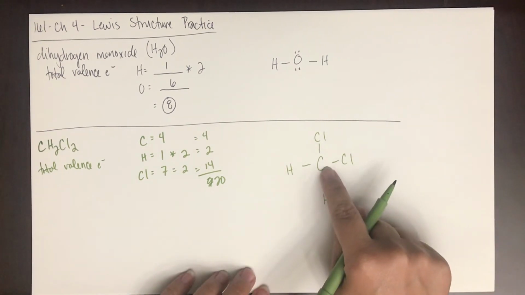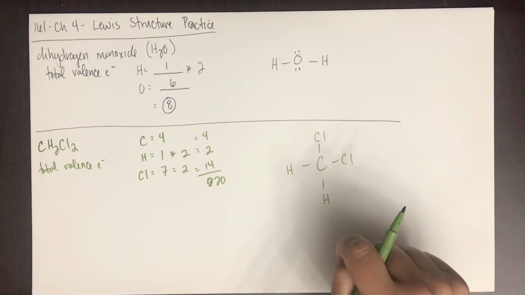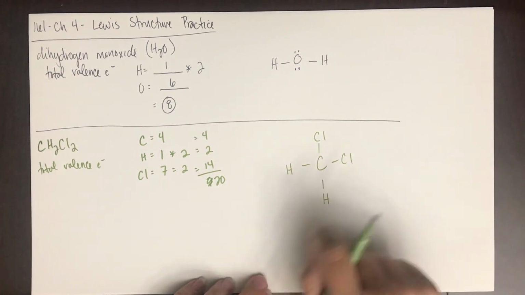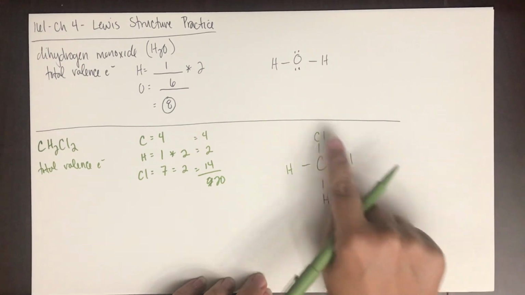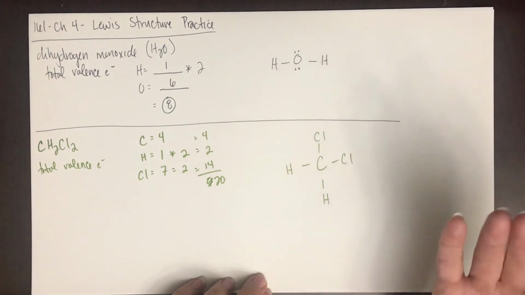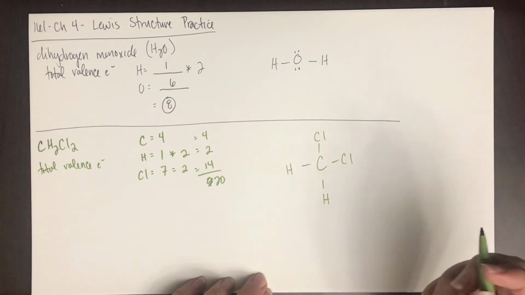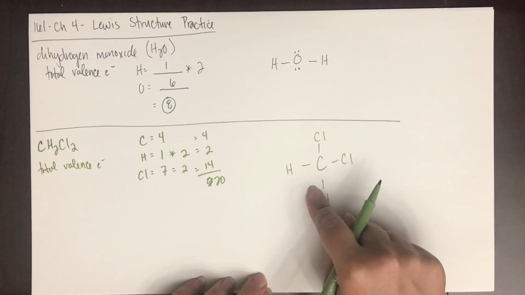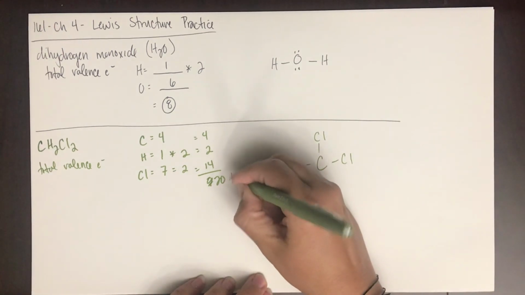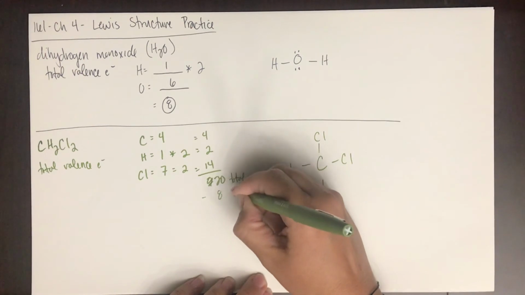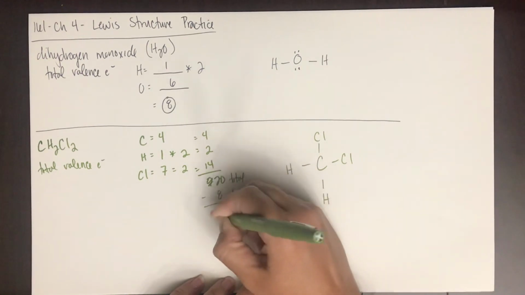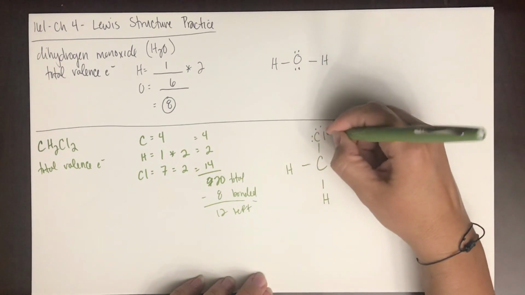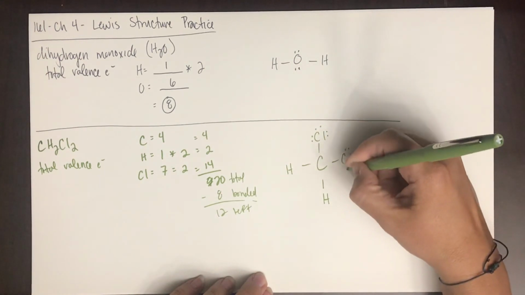Well, the carbon is happy because it has 8 valence electrons around it. The hydrogens are happy because they have 2 valence electrons around them. The chlorines are not happy because they want 8 and they only have 2. So I have 12 left because I have 20 and I've used 8 for bonds. So 20 total minus 8 that are bonded means I have 12 left. So I'm going to go ahead, 2, 4, 6, 8, 10, 12.